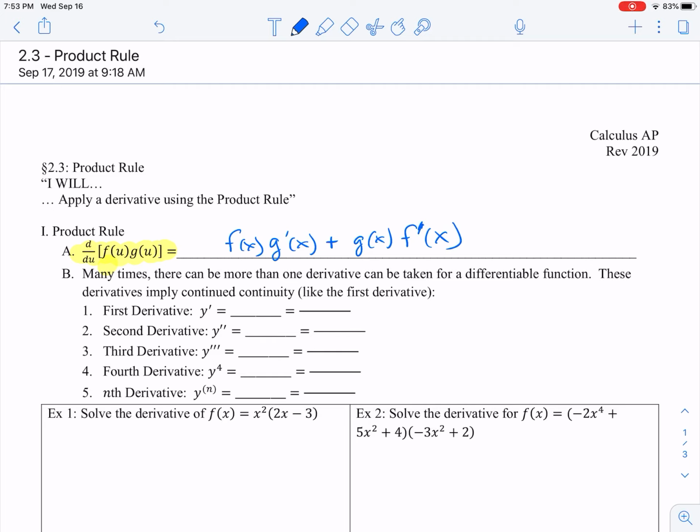Easy. Keep that in mind. It doesn't matter which order these are in. Some people memorize it the other way around. This is the way I've always learned it: the first times the derivative of the second plus the second times the derivative of the first.